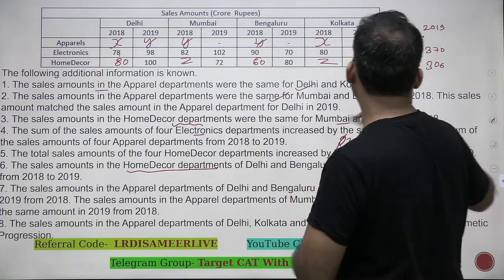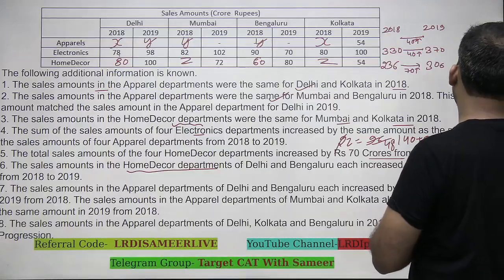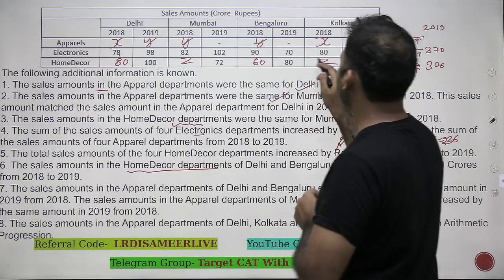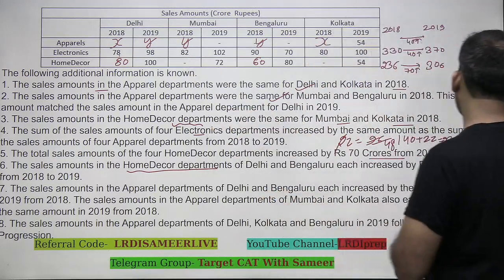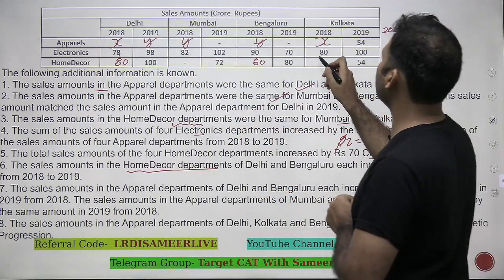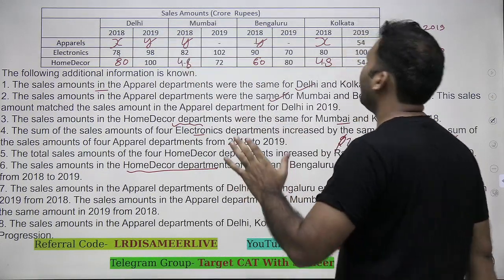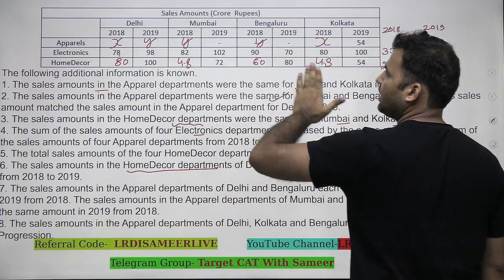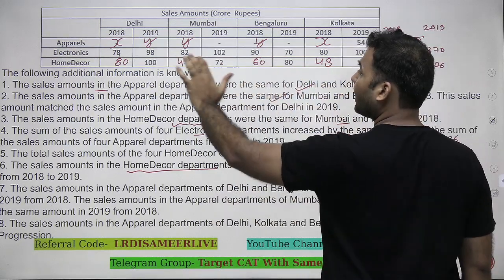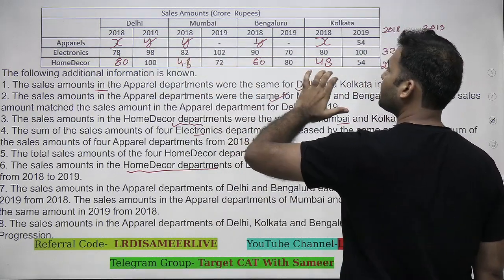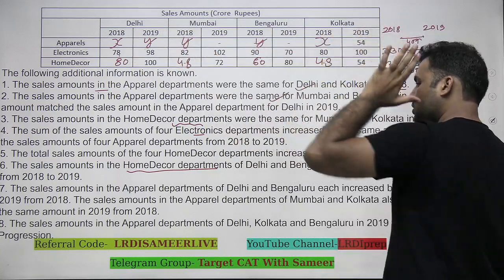Now the value of Z is 48 crore, so I can straight away use this information. Just fill in this information, guys. This would be 48 and this is also 48. Now you see that I have all the values in 2018 and 19 for home decor. I have all the values for electronic also. I just need to find these values to answer all the questions.